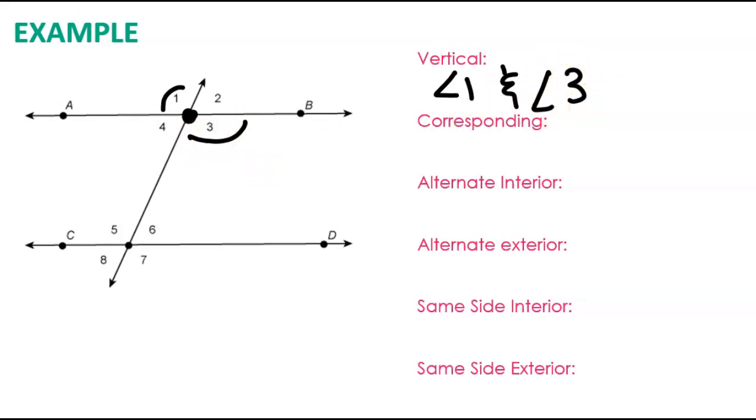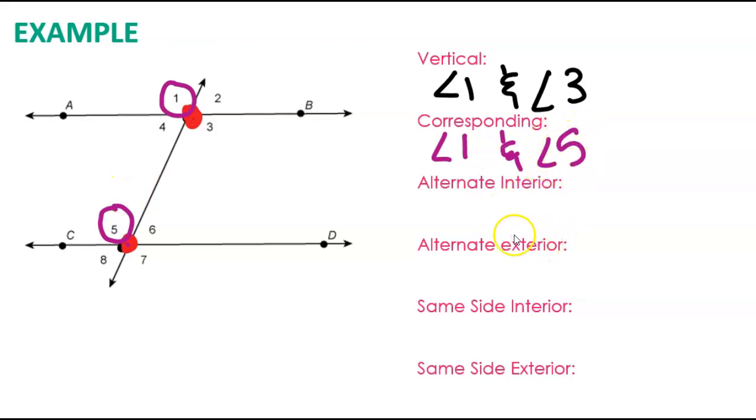Okay, the next one is corresponding. Corresponding means that they're going to be at different intersections. Here's my two intersections. They're at the same location, but different intersections. So we could say like angle 1, and we go down to the other intersection, the bottom intersection, and it's at the same location. So like angle 5. Or angle 6 and angle 2. Okay?